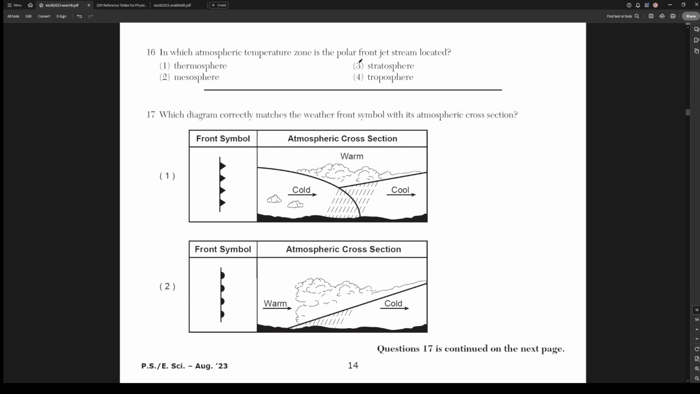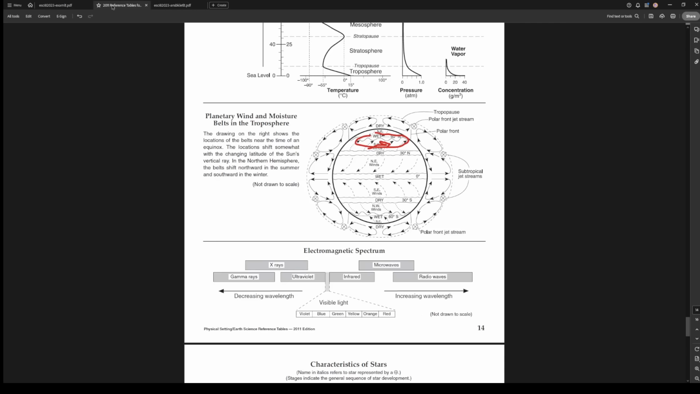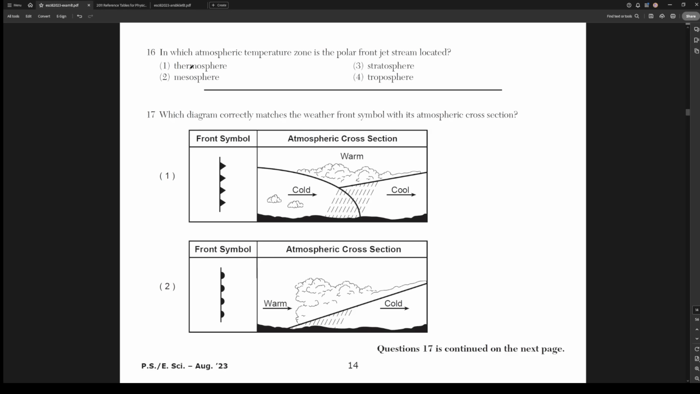Which temperature zone is the polar front jet stream located? Oh, this was a repeat. So here's the polar front jet stream right here. The tropopause is here, so this X is right under the tropopause, so it's in the troposphere. So it's going to be 4.